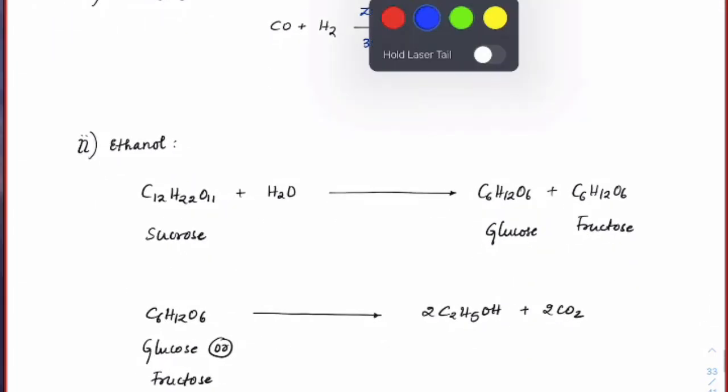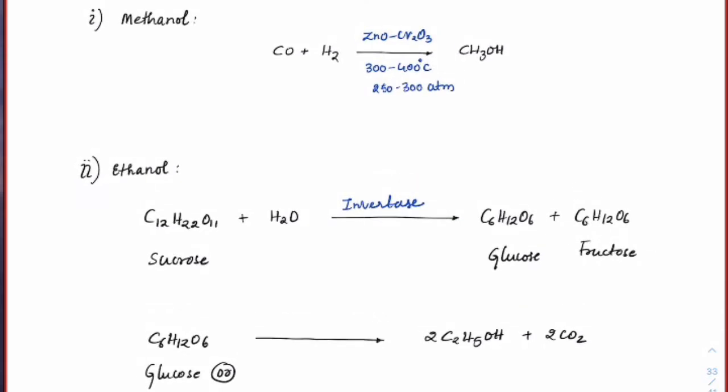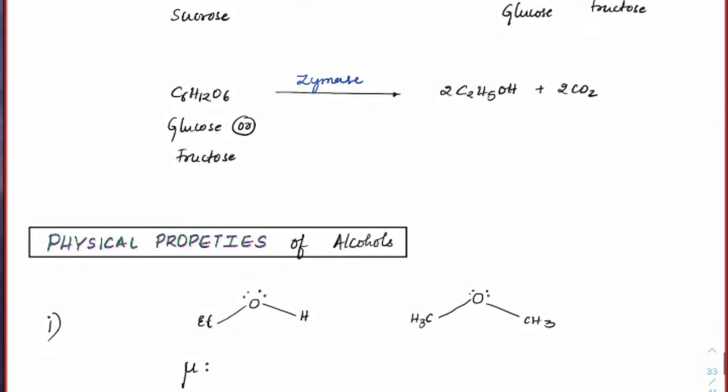If you want to make ethanol, you may have seen this in surface chemistry also in catalysis. Sucrose can be converted into respective glucose and fructose by hydrolysis in the presence of an enzyme, that is invertase. So in the presence of invertase you will get glucose. Once you get the glucose, it is easy to convert into alcohol by zymase. Both of them are biocatalysts, which are enzymes. Invertase and zymase, note down.